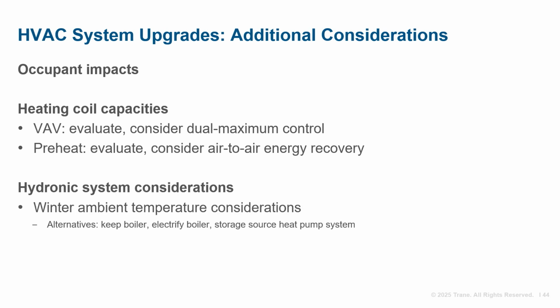For air-to-water heat pumps, consideration needs to be given to cold weather operation. Remember that heat pump operation and capacity are affected by cold weather. One option could be to keep the natural gas boiler and use it when the air-to-water heat pumps cannot operate or cannot provide enough hot water. Alternatively, an electric boiler could be provided to perform the same task. Or we might need to look at other solutions like a storage source heat pump system.